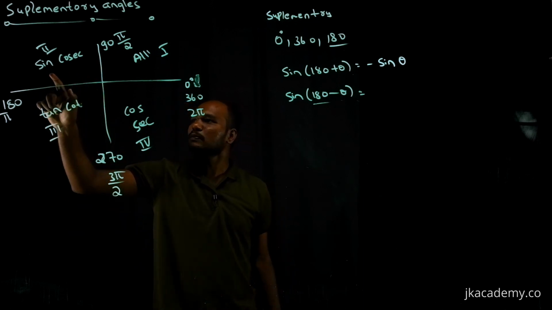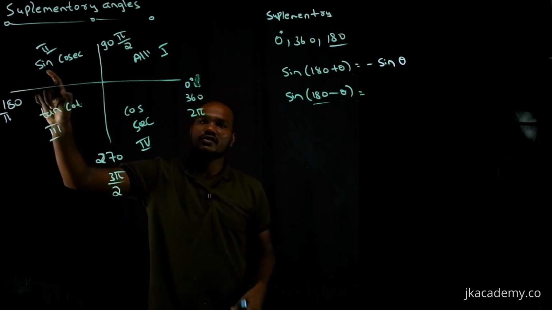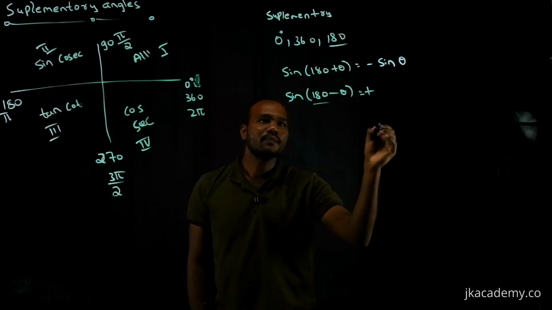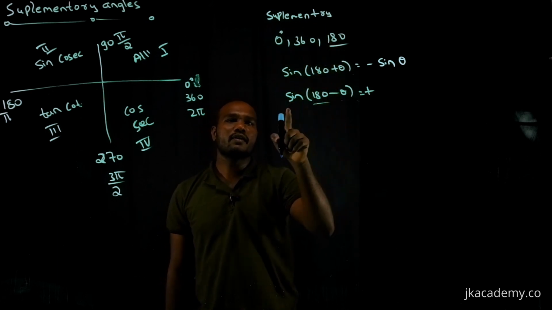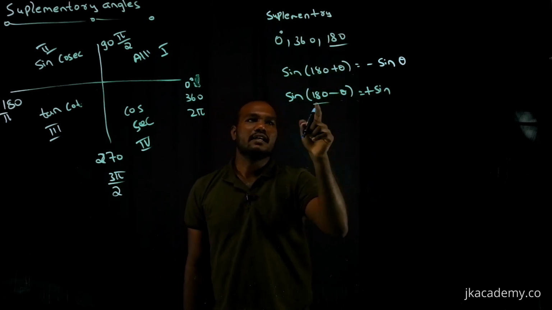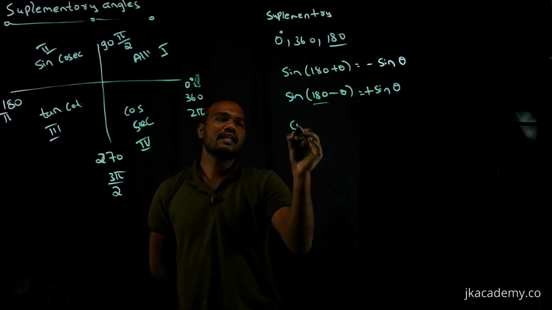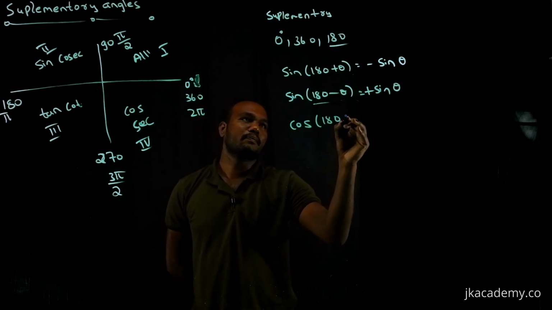In second quadrant, is sine positive? Yes, sine is positive here. If there were no angles here, we would have to take negative. So there is a sine, we have to take this as positive. And since it is a supplementary angle, we take sine as it is. So sine, and if there is a theta, write theta. That's it. Now let's try cos of 180 plus theta.